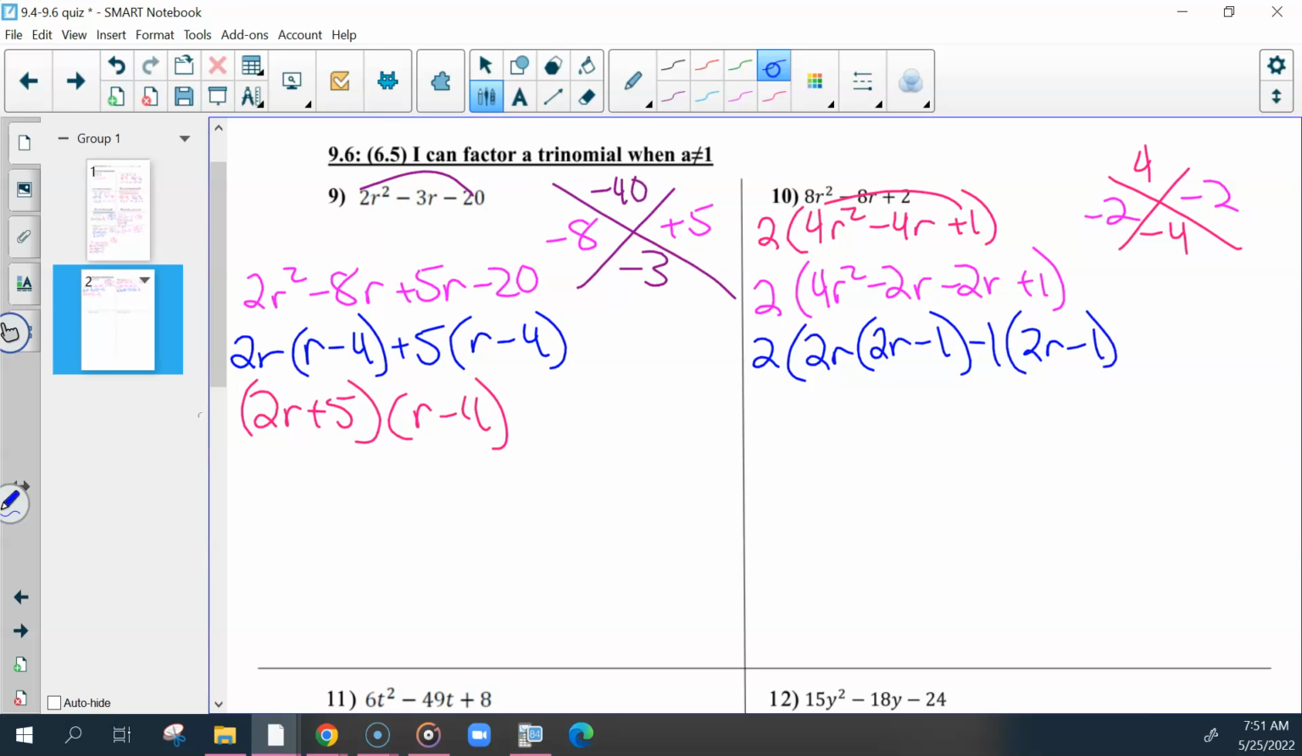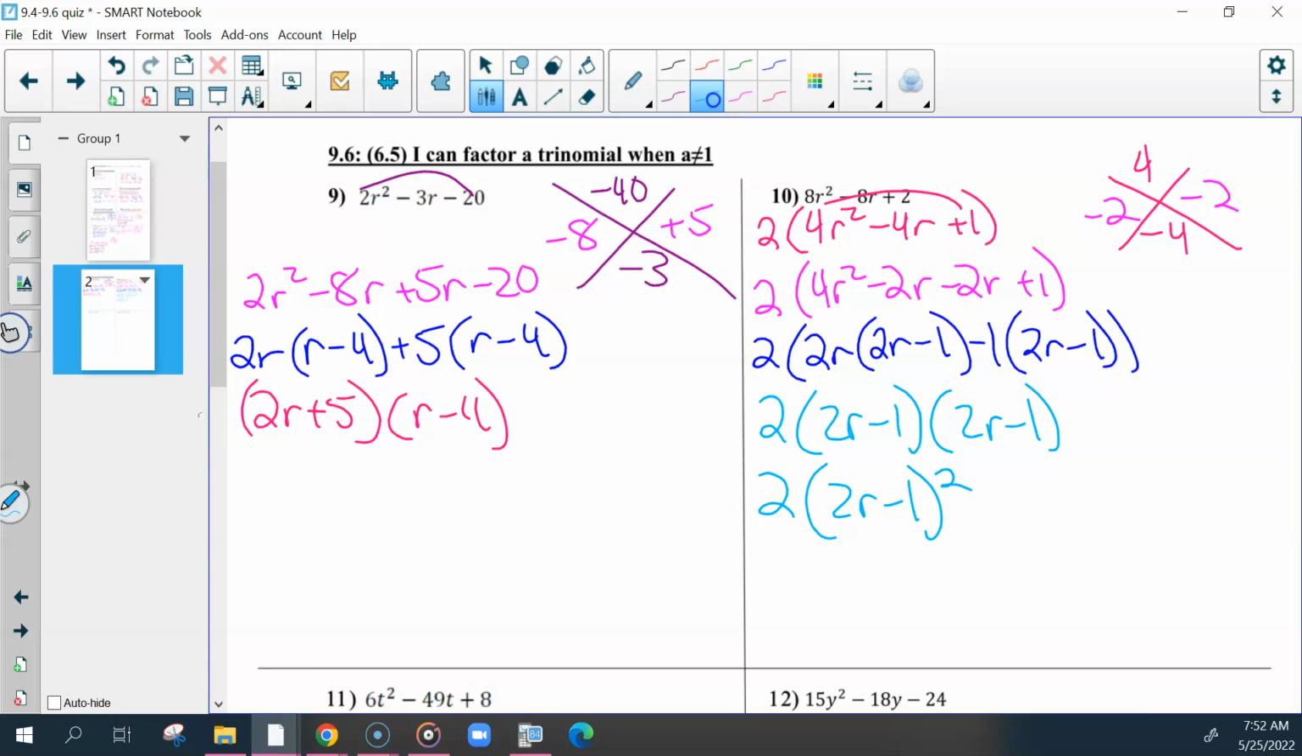I think this was on the bottom one, or maybe I'm thinking of something different. Only factor out a negative if that's the first term. So like in this case, the first of these two is negative, so we factored out a negative. But for these two, we would not factor out a negative because this one is not negative. So then our factors would be 2 times 2r minus 1 and 2r minus 1, or 2 times 2r minus 1 squared.